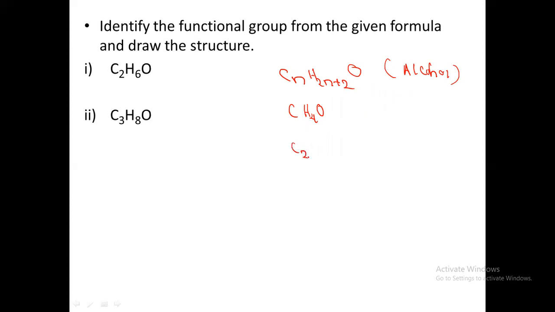Now 2 carbon, then the number of hydrogen should be double plus 2, so C2H6O. So it's going to be an alcohol. 3 carbon is double plus 2, 8 hydrogen along with O. It's going to be an alcohol. So that's a trick. You just look for alkane formula. If alkane formula is there along with O, it's always going to be alcohol. Okay, hope it's clear.